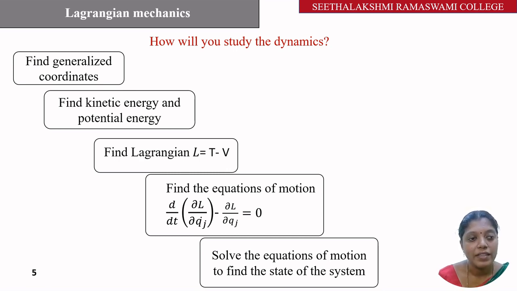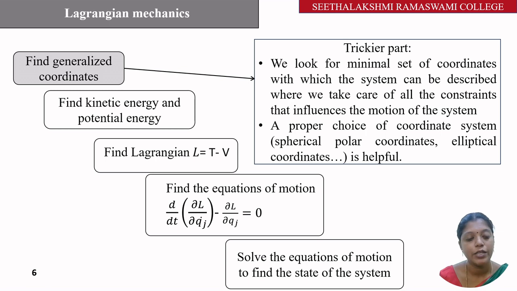Once you obtain the generalized coordinates, from that you can find the kinetic energy and potential energy. From that you can find the Lagrangian through the difference of kinetic energy and potential energy. Once the Lagrangian is obtained, it is just mathematics to find the equation of motion through the equation d by dt of dou L by dou Qj dot minus dou L by dou Qj is equal to 0. This gives a set of second order differential equations, and while solving these equations you can find the state of the system.